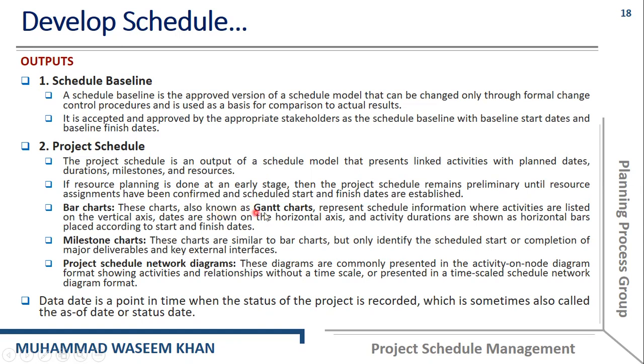Okay, and these Gantt charts actually represent the schedule information where activities are listed on the vertical axis, dates are shown on the horizontal axis, and activity durations are shown as horizontal bars. We have discussed it earlier. Milestone charts are similar to bar charts, but only identify the scheduled start or completion of major deliverables and key external interfaces.